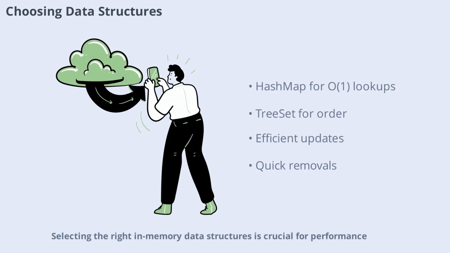Selecting the right in-memory data structures is crucial for performance. A common approach is to use a HashMap for O(1) lookups and a sorted structure like a TreeSet for maintaining order. The HashMap maps entity IDs to scores, enabling quick updates and removals. The TreeSet, ordered by score descending and entity ID ascending, allows efficient retrieval of the top K entities and maintains the correct ranking order at all times.